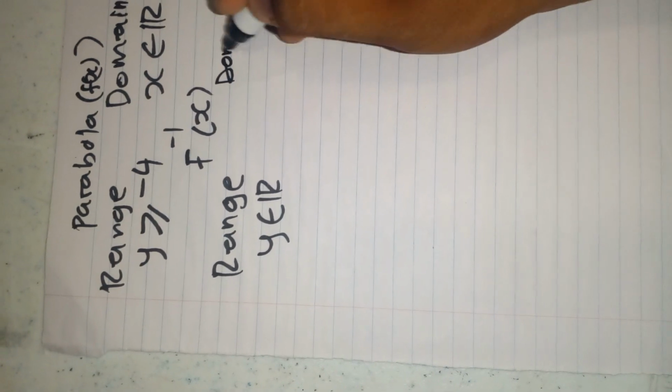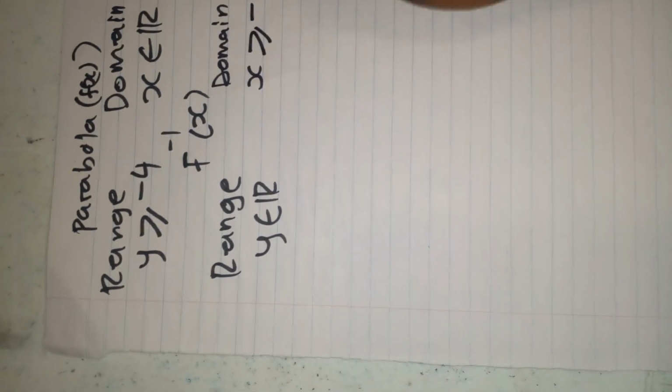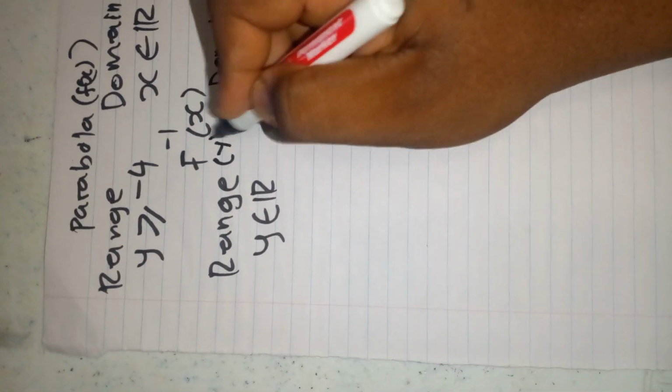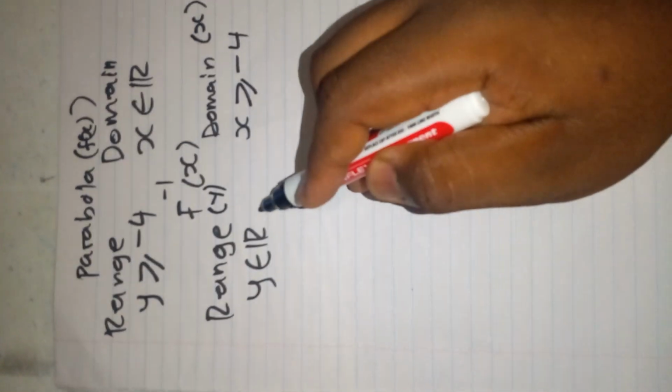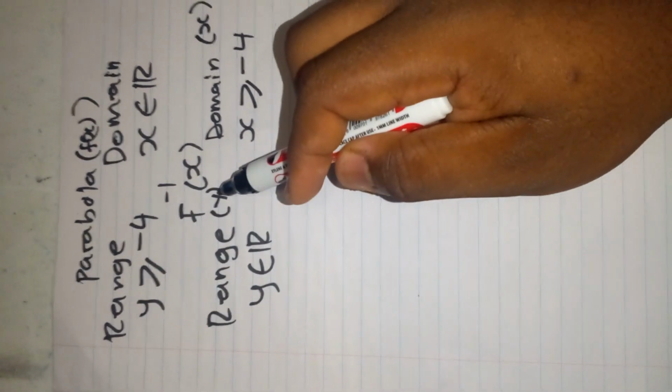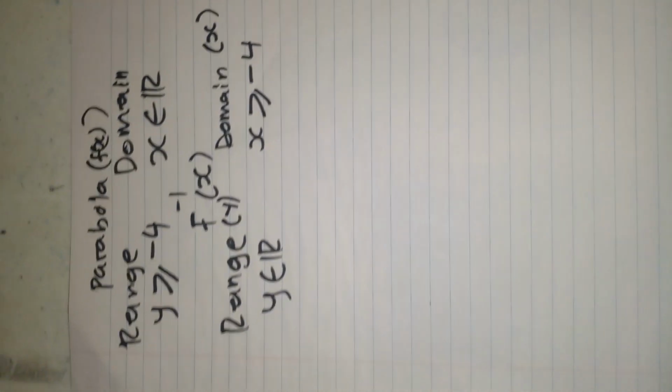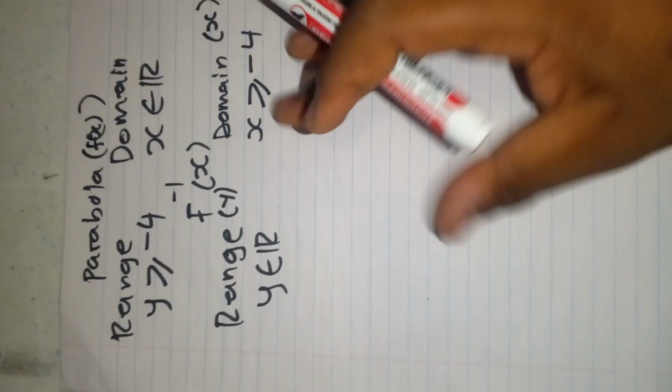And then what is going to be the domain of this inverse? The domain is going to be x greater or equal to -4, because remember, range is a set of y values, and the domain is a set of x values. So do not make a mistake and write x element of real numbers. No, you are just swapping things, because range is a set of y values, and x is the domain. So that's how it is, guys.